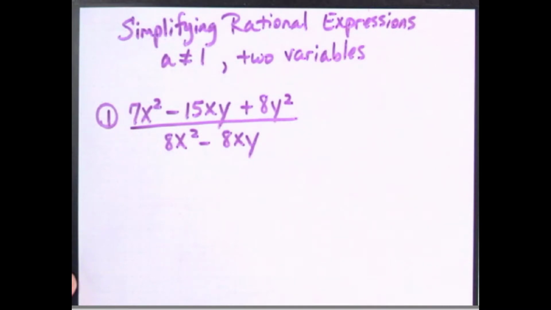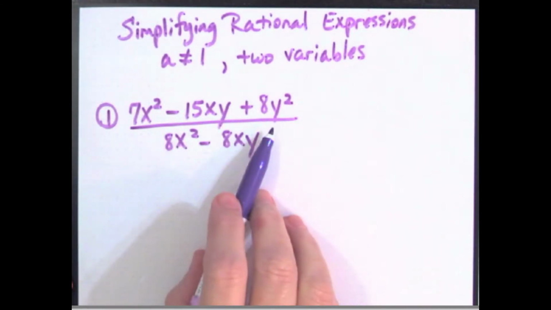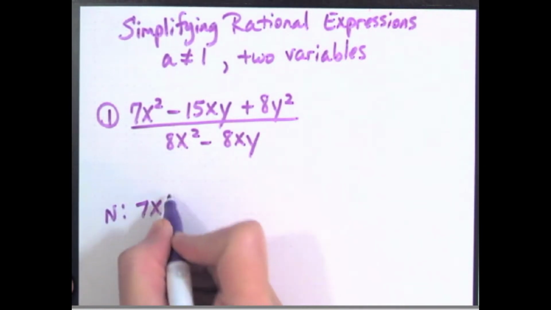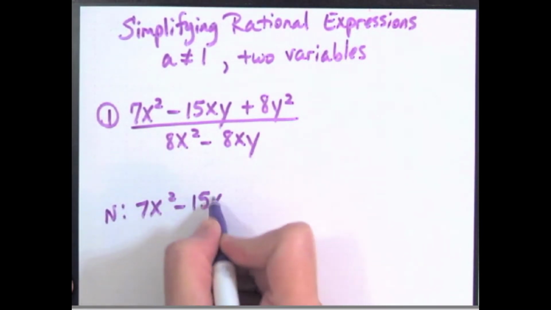Welcome back. In this video, we're going to be simplifying rational expressions with a not equal to 1 and in terms of two variables. So remember, the first thing we do is factor. We factor first and then we can cancel.